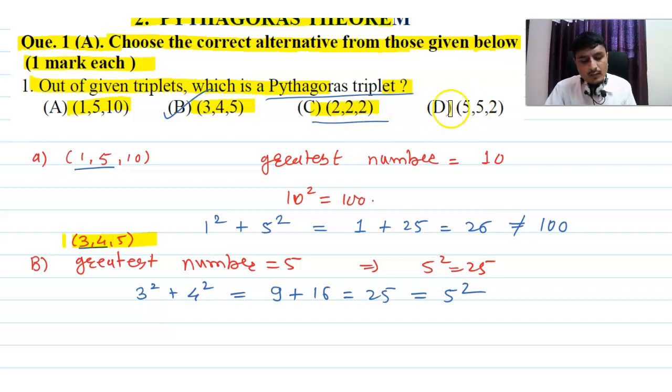Next to it we have 5, 5, 2. Here again the hypotenuse is the longest side, that means the greatest number among them is 5 and 5 itself, so we can't verify the hypotenuse here. It is an isosceles triangle whose two sides are equal, 5 and 5, and the other is different. Evaluating 5 square, which is 25, and the other 5 square, 25, plus 4, we get 29. That is not equal to 25. That means for the last option D, 5, 5, 2 are not a Pythagorean triplet.